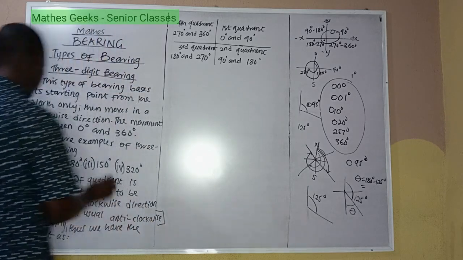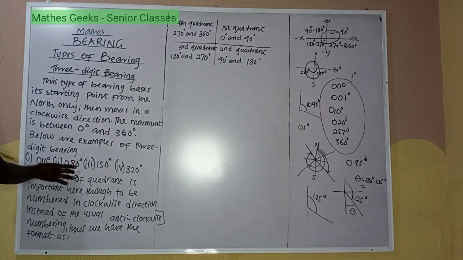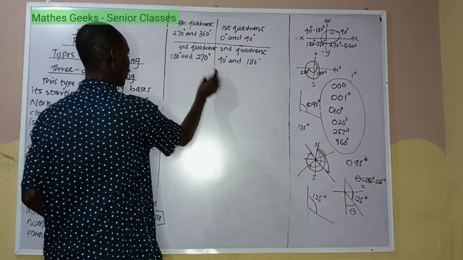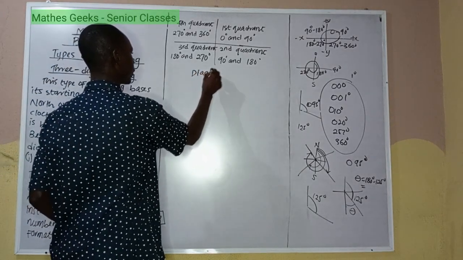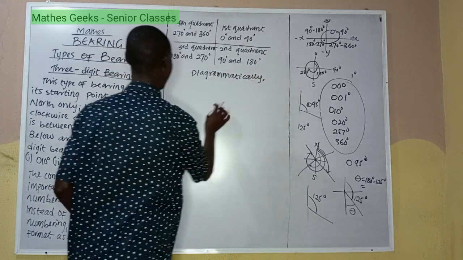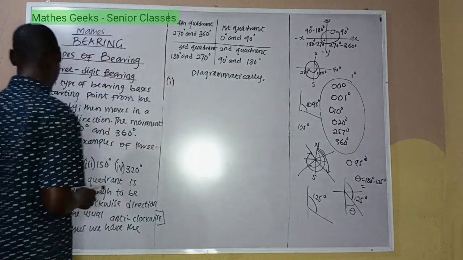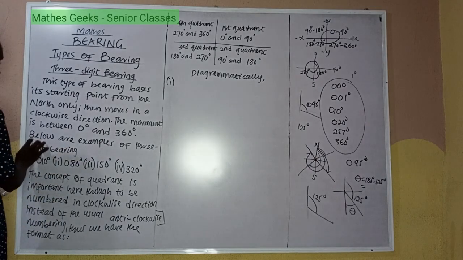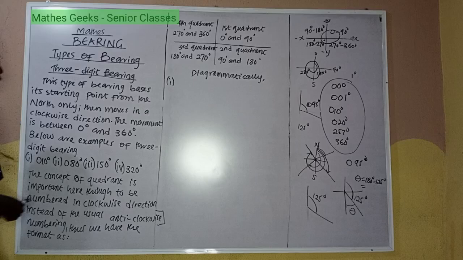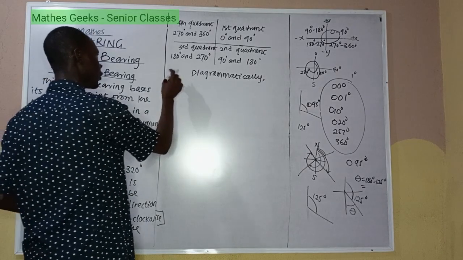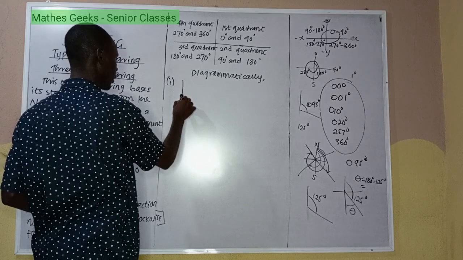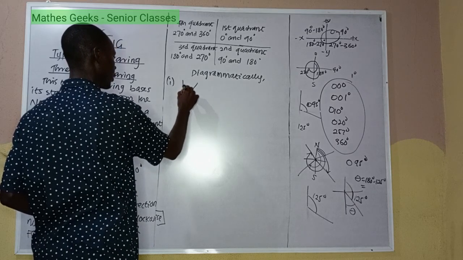So now let's represent these 3-digit bearings diagrammatically. Number one says, below are examples of 3-digit bearing. So 010 degrees. 010 degrees is within this first quadrant. So it's just going to be something like this, 010 degrees.